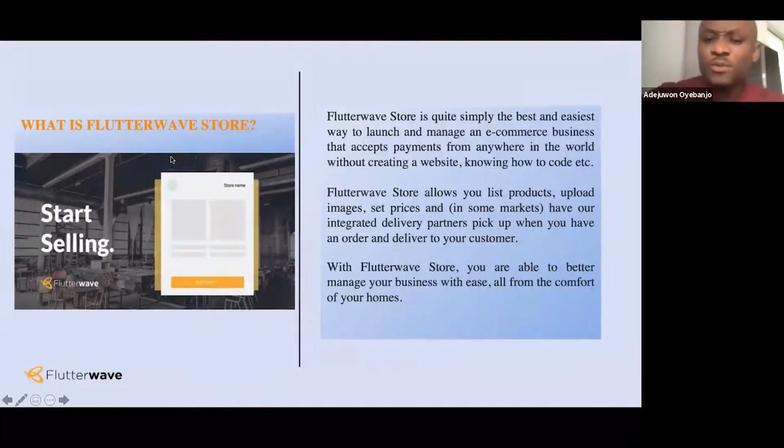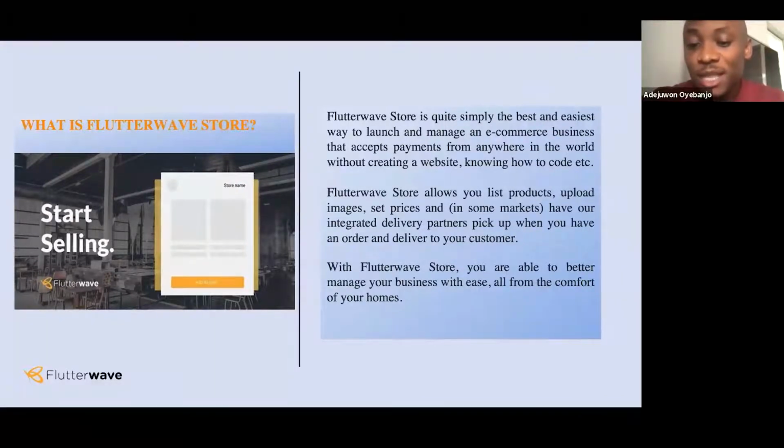So Flutterwave Store gives you an online presence and makes it easier for you to do business without so much physical interface. You're able to put up products, pictures, descriptions. You can include your price point. You're also given a URL specific to your Flutterwave Store, which you can share on your social media or via other channels: emails, WhatsApp, and the like.